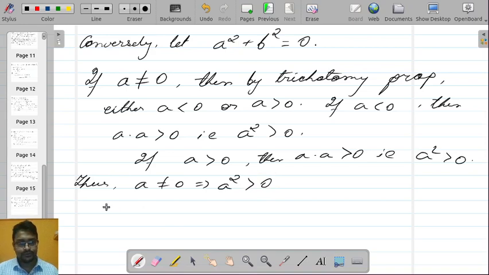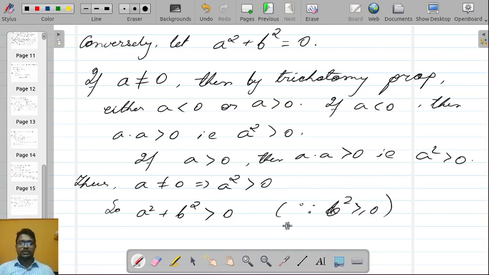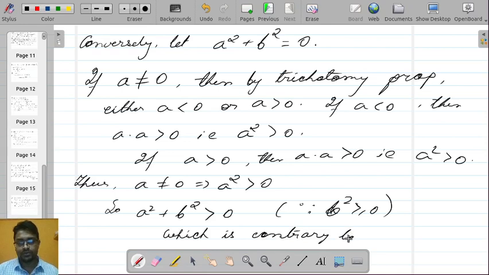So a square plus b square will be strictly greater than 0, since b square is greater than or equal to 0. Square of any real number is non-negative. So this is contrary to our hypothesis.